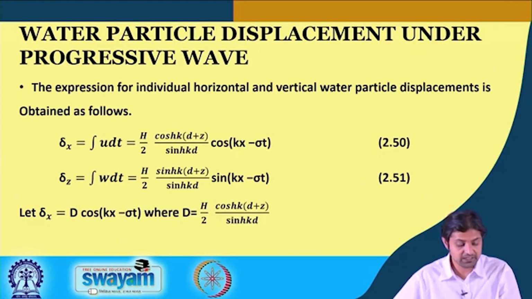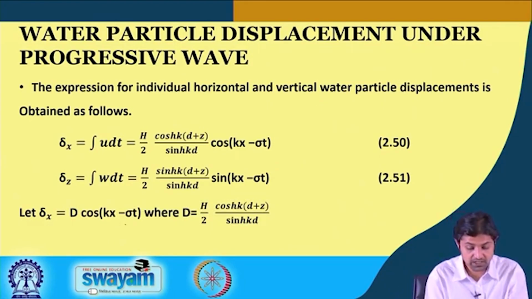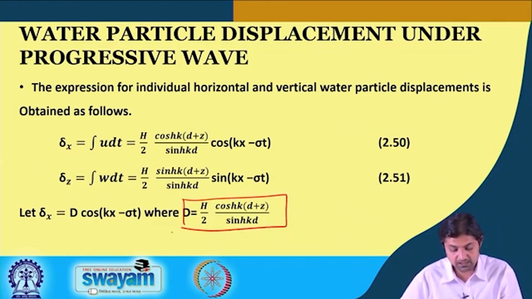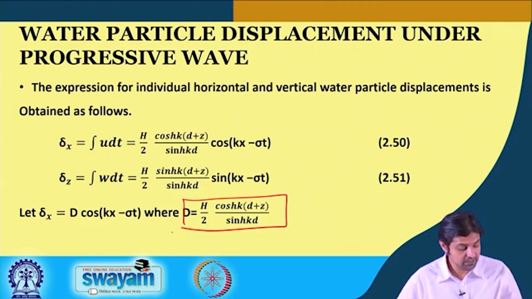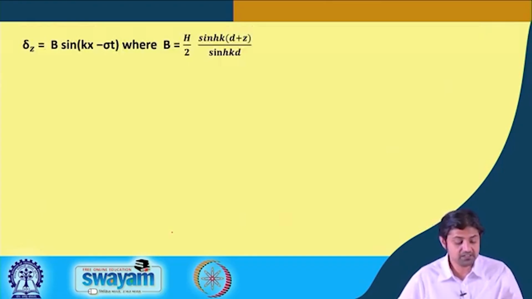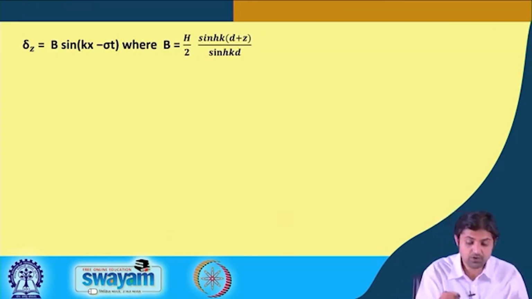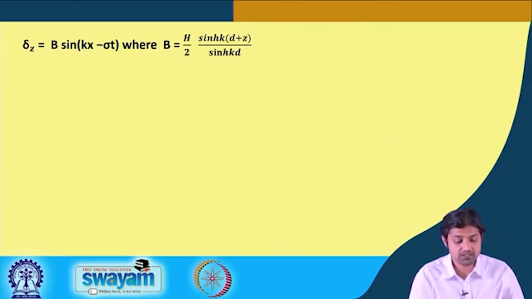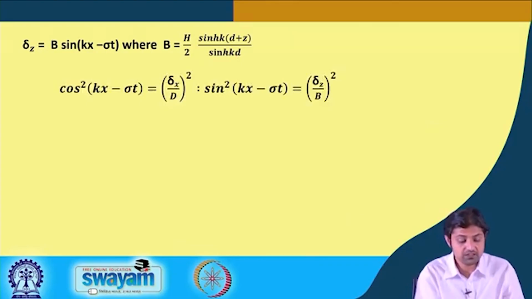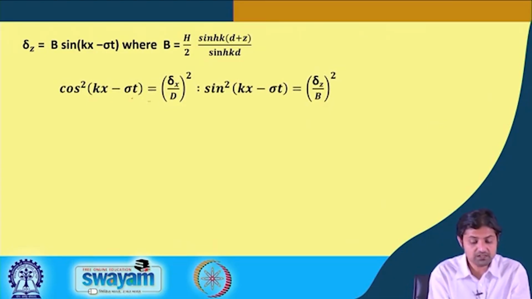Now, if we say delta x is equal to d cos k x minus sigma t, and we say d is h by 2 cos h k d plus z divided by sin h k d, and similarly we assume delta z is b sin k x minus sigma t, where b is a different quantity called h by 2 sin h k d plus z divided by sin h k d. Therefore, we can write cos squared k x minus sigma t is delta x by d whole square.